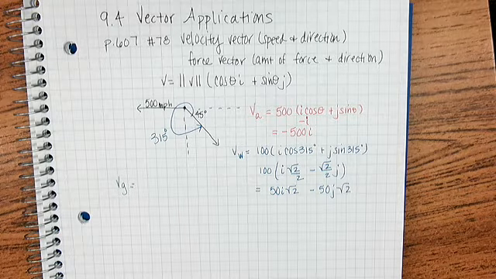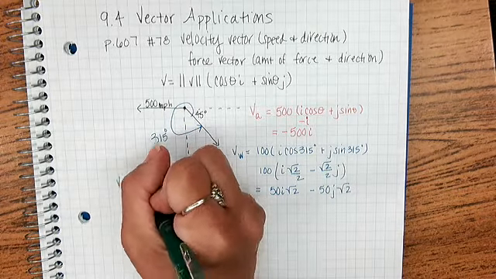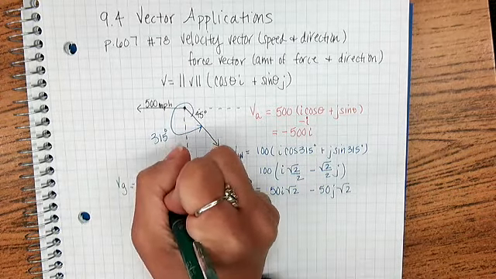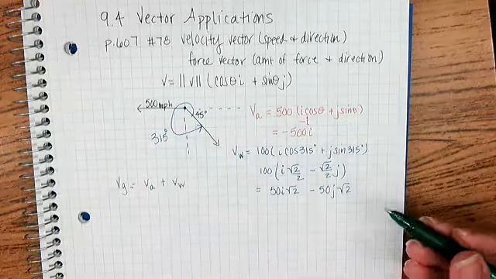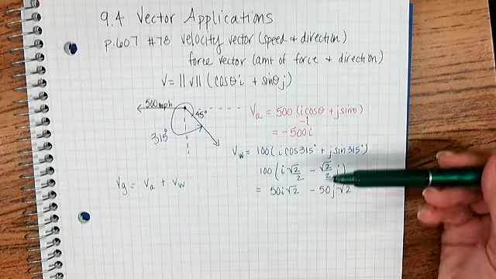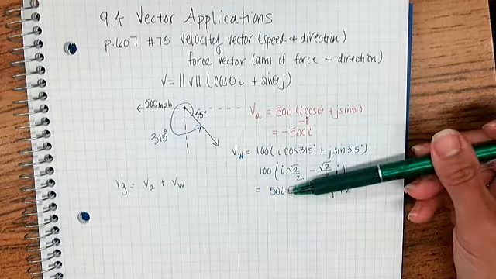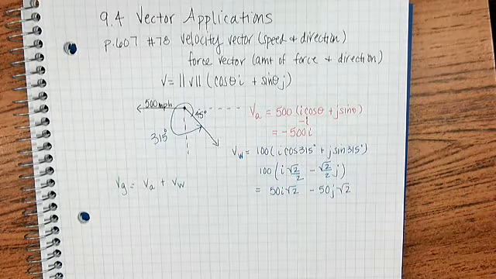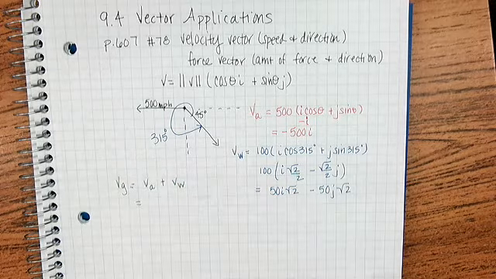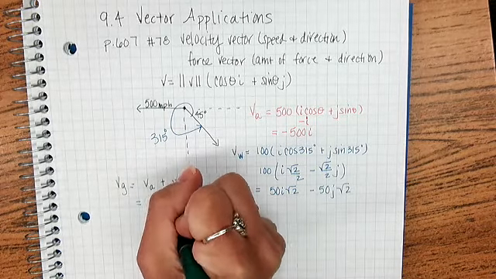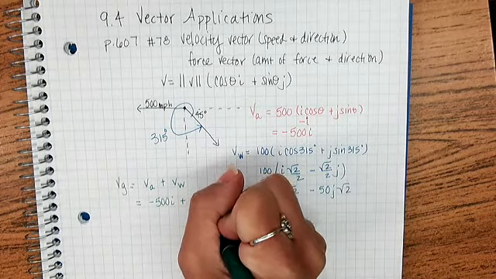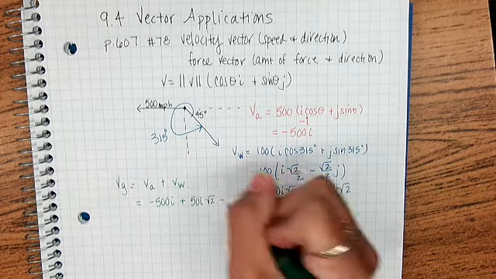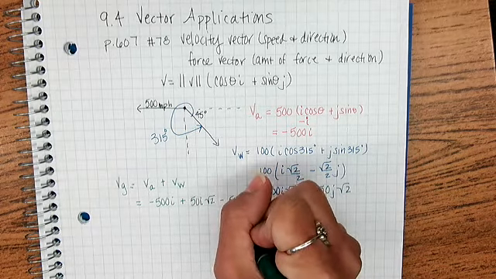Okay, so for the velocity relative to the ground, I'm going to add the two of them together. The velocity of the airplane plus the velocity of the jet stream is going to give me the velocity relative to the ground. All right, so the velocity here, that's going to be negative 500i plus 50i root 2 minus 50j root 2.